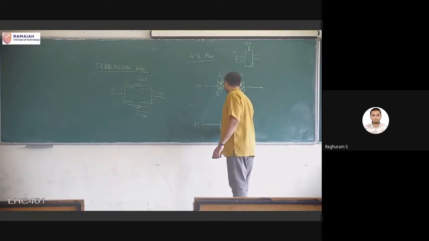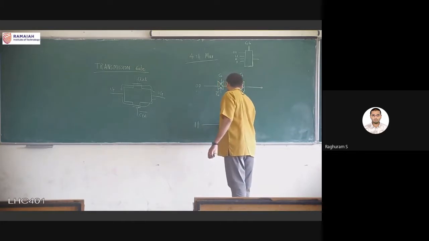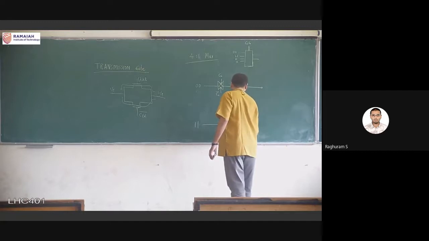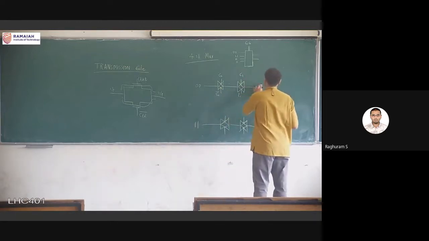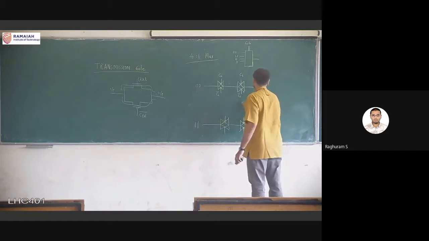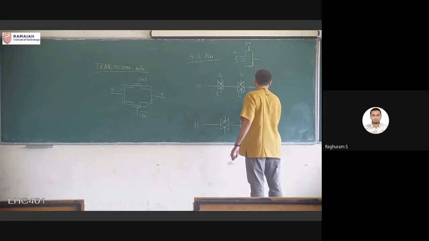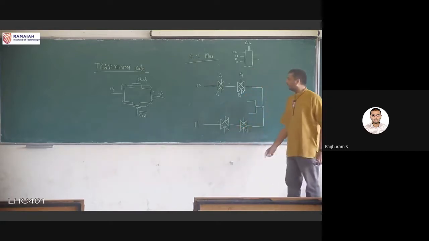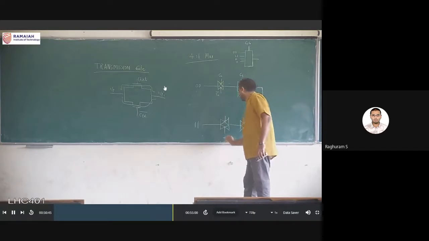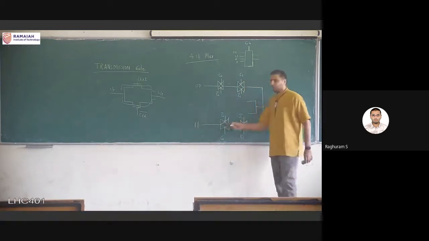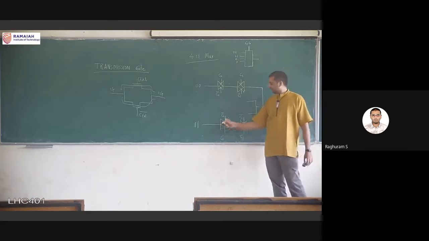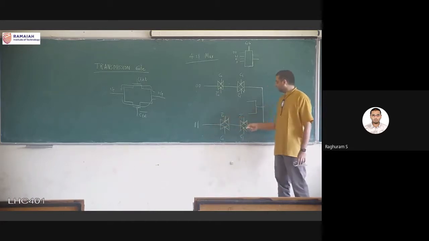So I'll just draw the 1 1. For the 1 1, what should I give as the control signals? I will give C0 and C0 bar, C1 and C1 bar. That is, if both are 1 1, both will be conducting. The NMOS and the PMOS will be conducting, and that will come to the output.